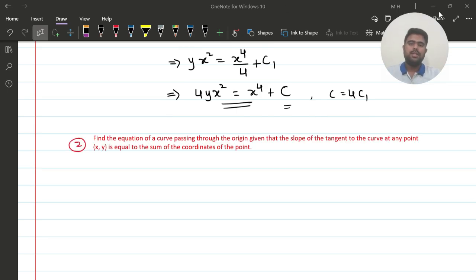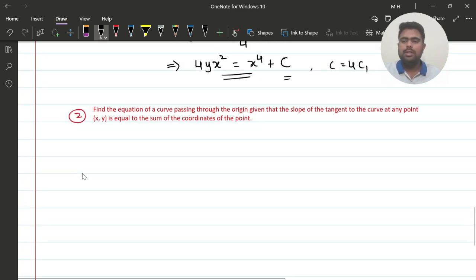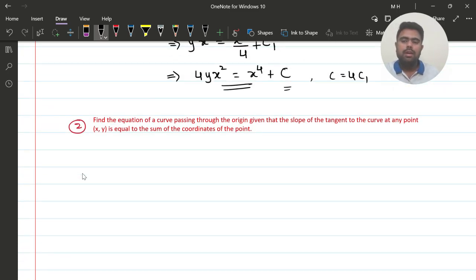Okay, the question says: find the equation of a curve passing through the origin, given that the slope of the tangent to the curve at any point x comma y is equal to the sum of the coordinates of the point. Okay, so this is also a particular solution, but we will have to decode the problem. We will read this out once again.